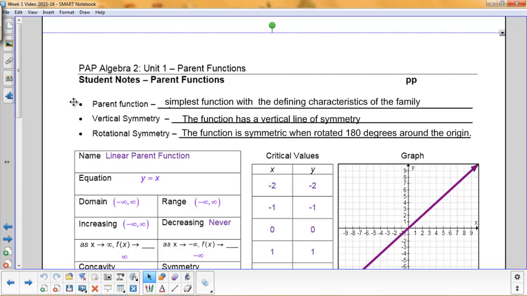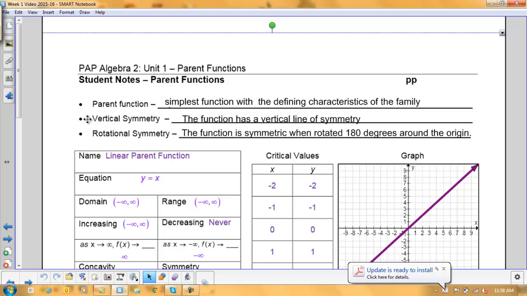The first thing you're going to want to fill in for today's notes are going to be the definitions of these three terms. Your first term is your parent function. Now, it is the simplest function with the defining characteristics of that particular family of functions. So in this particular case, we have the linear parent function first. And everything from the linear parent function is a transformation, which we're going to study tomorrow.